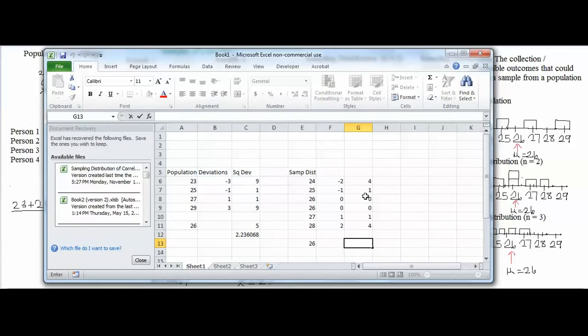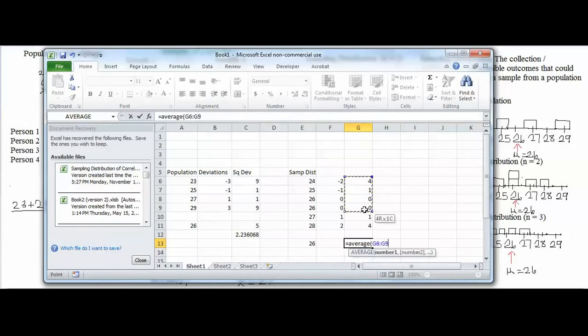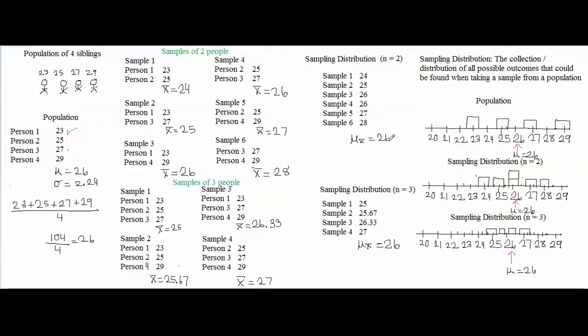n-1. So we can just type in equals average, highlight these squared deviations, and press enter. It'll add these and divide the total by 6, and we get 1.67. So the standard deviation of these numbers in here is 1.67. Since it's the standard deviation of a sampling distribution, we use this symbol, which is sigma with a little x bar.